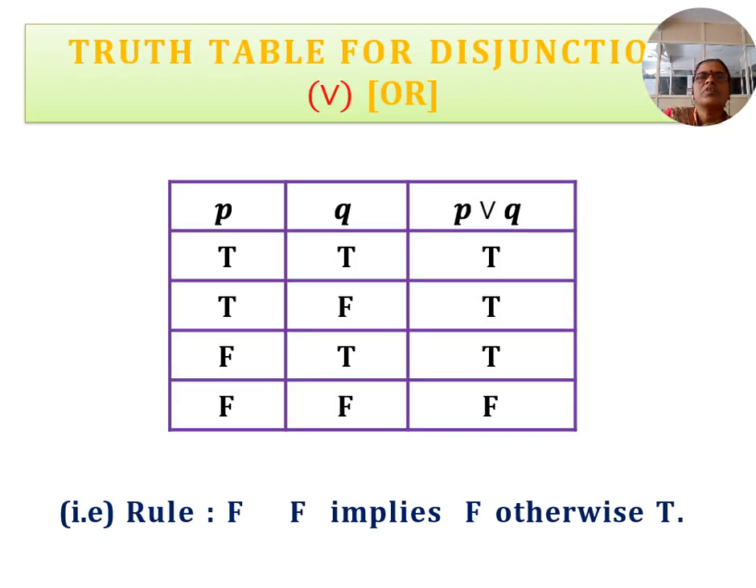Then the truth table for disjunction is shown in the table. So when both P and Q are true, it means true. If one is true and the other is false, it will take true, and when both are false, it means false.